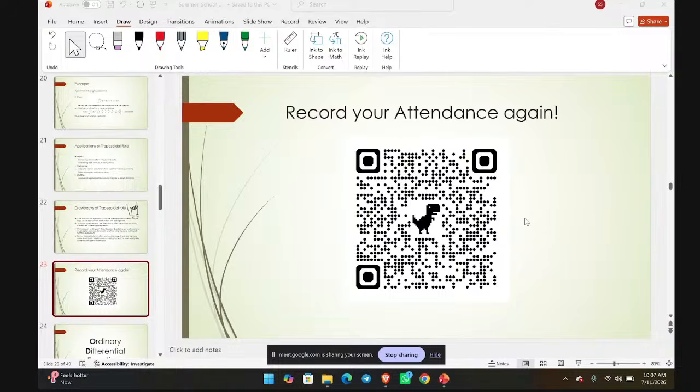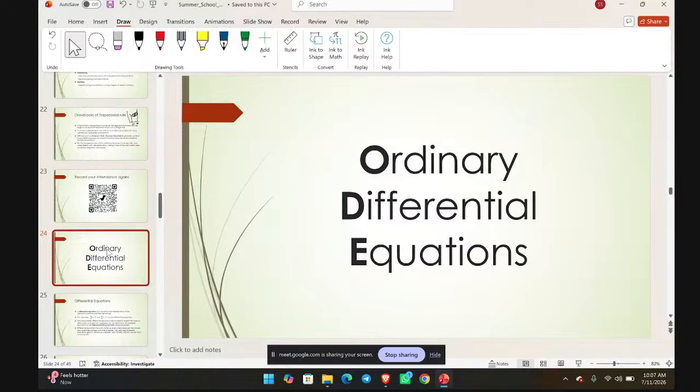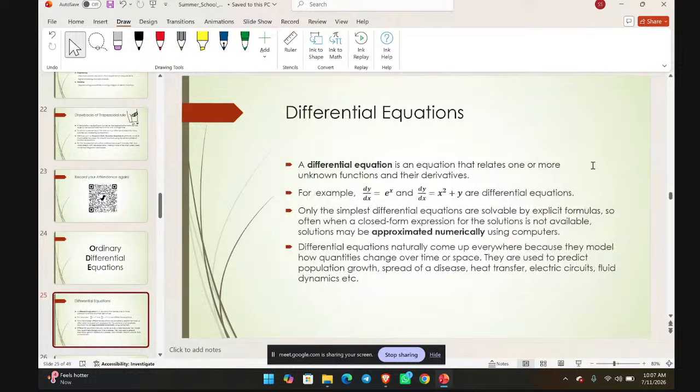I hope you filled your attendance, and let's go to the third part of the lecture, ordinary differential equations. Yeah, first of all, what are differential equations? Differential equations are equations which relate different derivatives of one of the functions to known functions. For example, let us see in this case dy/dx is equal to e^x. Here y is the unknown function. So it relates the derivative of an unknown function to some other known or unknown function. That's the basic idea behind differential equations.